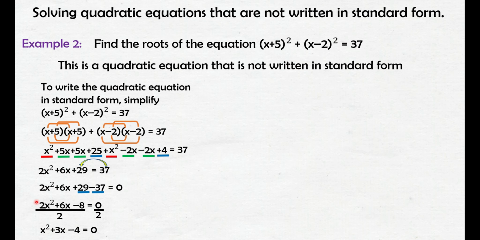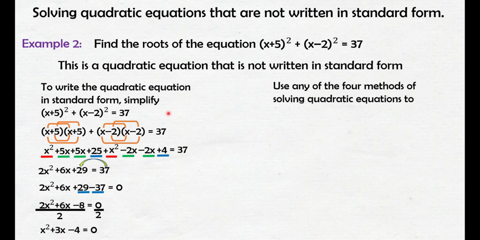Kasi 2 divided by 2, that is 1. So, may invisible na 1 tayo dito. 6 divided by 2, that is 3. Negative 8 divided by 2, that is negative 4. And 0 divided by 2, that's 0. So, meron na tayong equation na naka-standard form. And then, use any of the 4 methods of solving quadratic equations to find the roots.